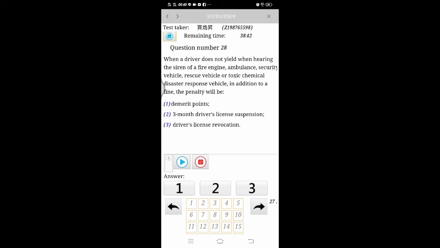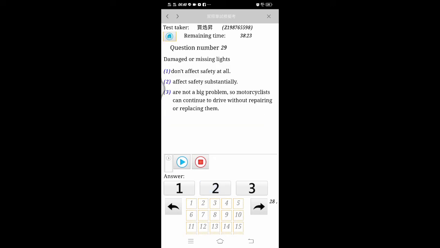When a person does not yield when hearing the siren from the fire truck, ambulance, police vehicle, and rescue vehicle, in addition to a fine, the license will be suspended for 1. 1 month. 2. 2 months. 3. 3 months.